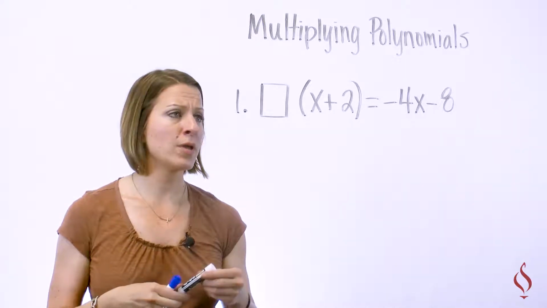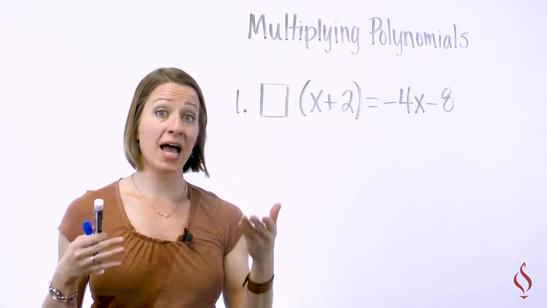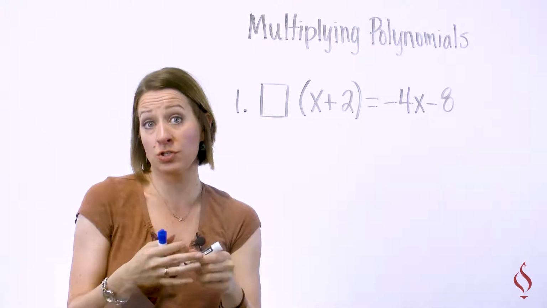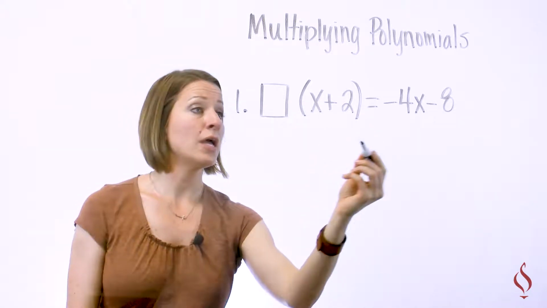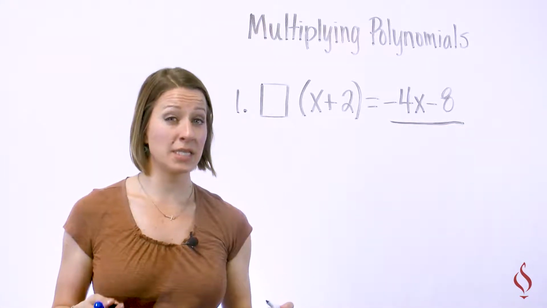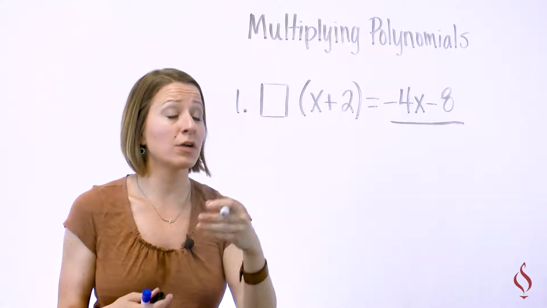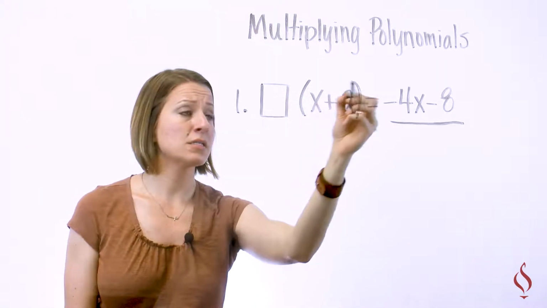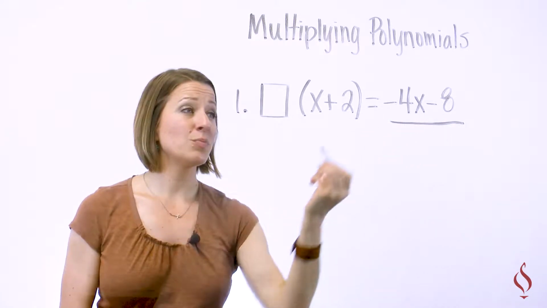So take a look at this problem. I just really want to know what is the black box? What number has to go in there to make this statement true? We're going to multiply. So if we use the distributive property, we're going to multiply box times x and box times 2, but it's going to produce this answer, negative 4x minus 8. We can only choose one number for the box. So something times x gives us negative 4x. That same number times 2 produces negative 8.